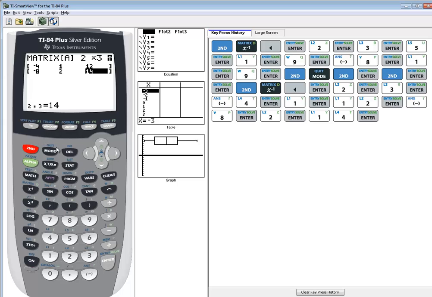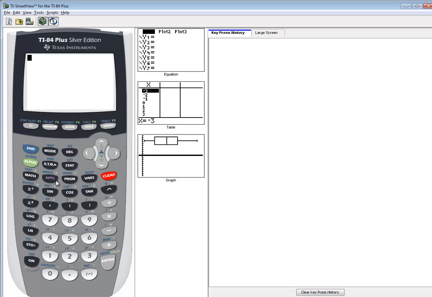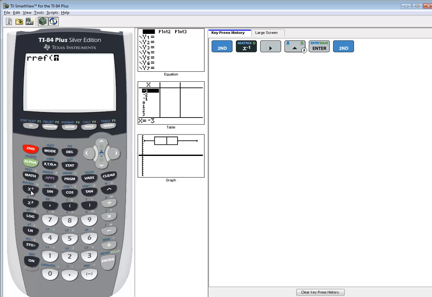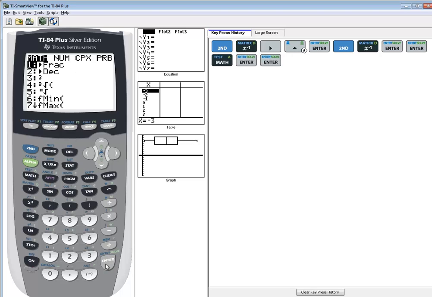Exit out, do second mode, and I'm going to do it the long way to get RREF, not the shortcut way I just showed on the last problem, but second x negative 1. It's always a good idea to know where it is. Right arrow to math, up arrow to RREF. What if you lose it in your history? Do enter on that. Go back in your matrix menu. Enter on A, enter again. We get a decimal, we don't want decimals. Do math, enter, enter.